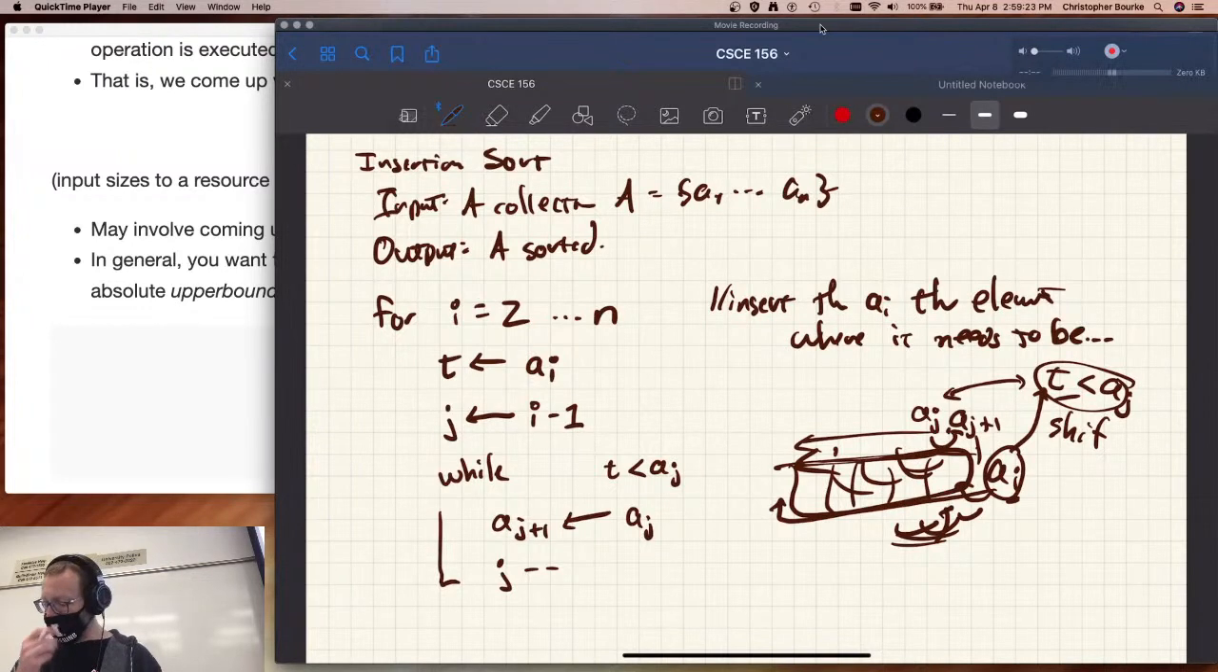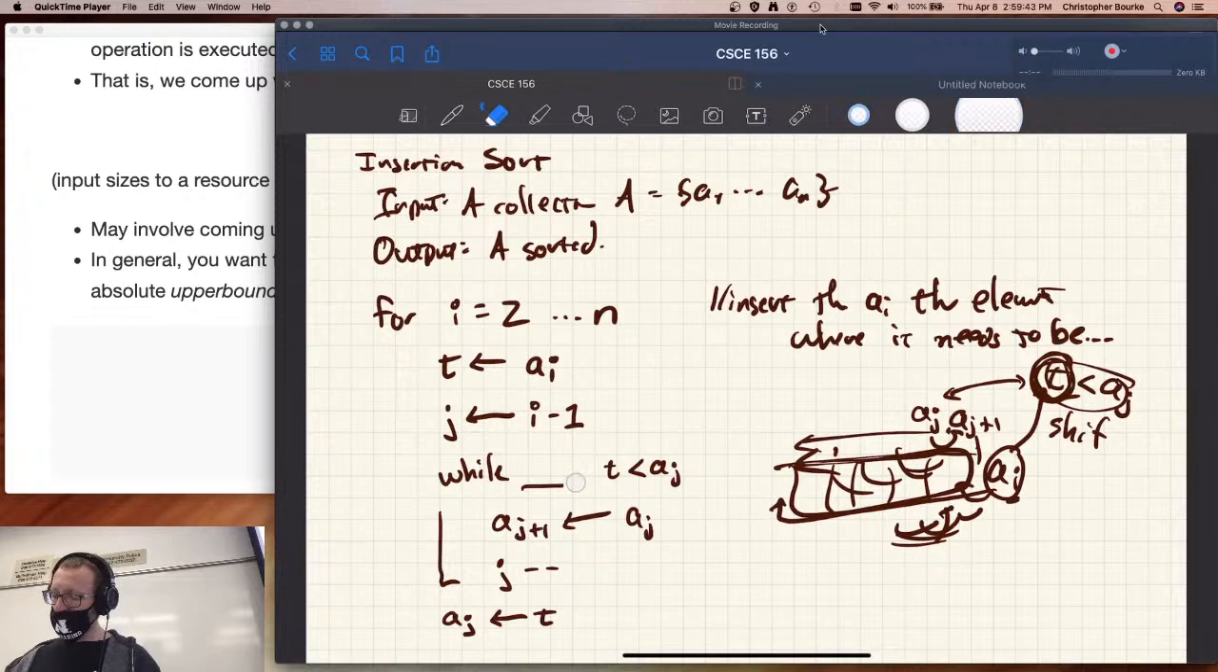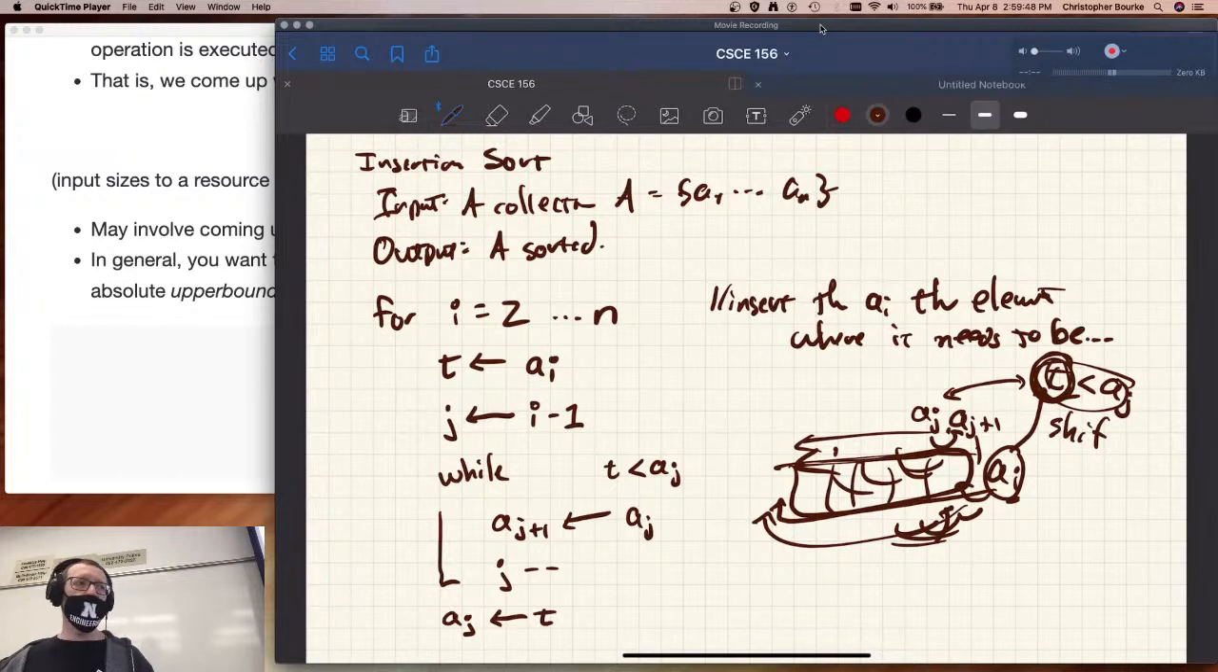Right? Now I still have this temporary variable right here, and it needs to go where it belongs, so I insert it by doing what? A sub j, after I've broken out of this loop, is going to take on that temporary variable. I left myself some room here for a reason. What happens when you get down to the end? Yeah, you don't want to fall off the edge of your cliff of your list. So while j is strictly greater than 1, and that holds.